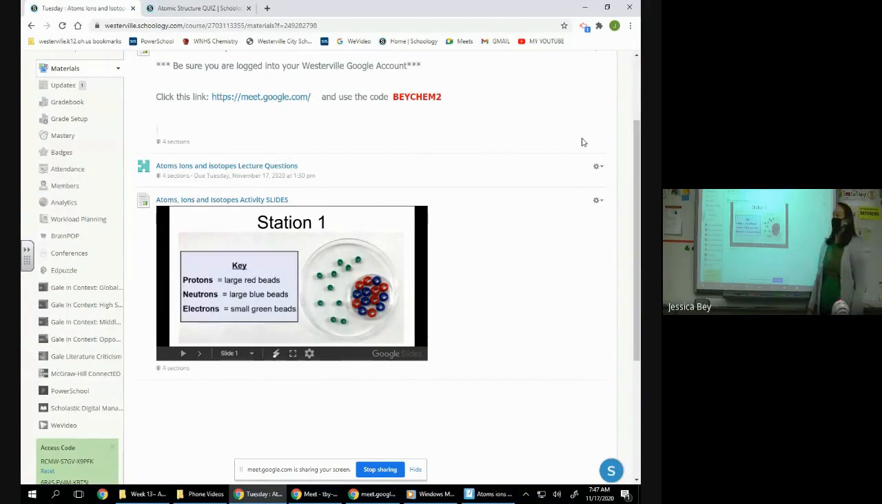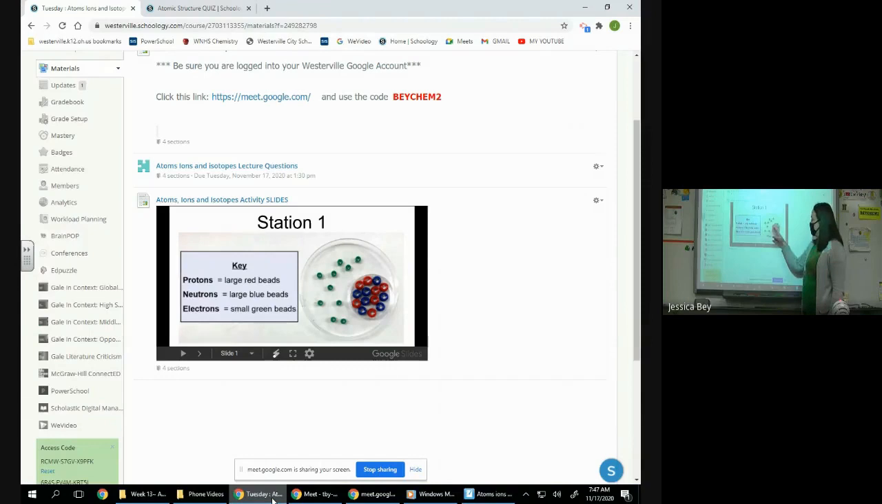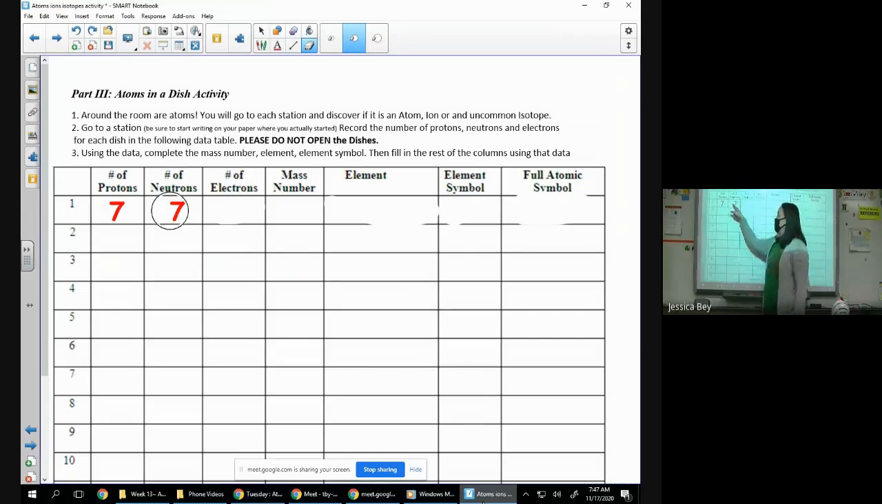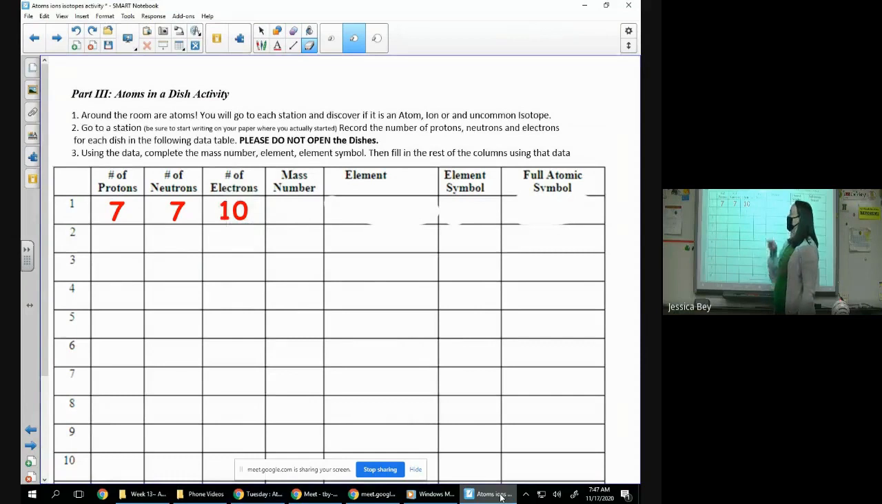What you guys are going to do is go to station 1 on your slides, and we're going to count how many protons are in station 1. So let's count the red beads. 1, 2, 3, 4, 5, 6, 7 red beads, correct? So you're going to go to your little chart, and you're going to say 7 red beads. Let's count how many neutrons. 1, 2, 3, 4, 5, 6, 7. They're not always equal, but it happens to be here. 7 neutrons. The electrons are the green ones. 1, 2, 3, 4, 5, 6, 7, 8, 9, 10. Beautiful. 10 electrons.